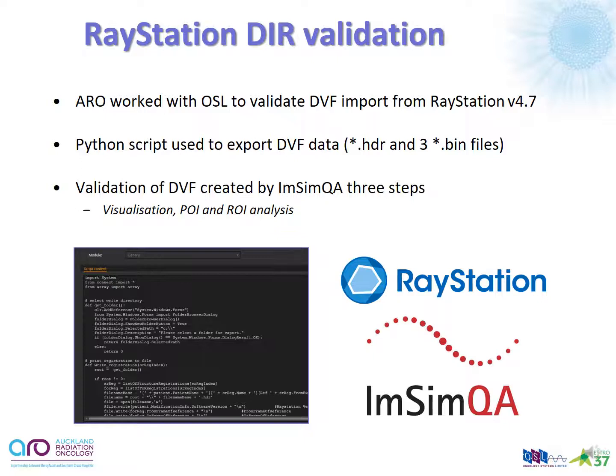Okay, in terms of validating the DIR from RayStation, in terms of its import into ImSimQA, as I said, we worked very closely with OSL to perform this work, and we performed this with RayStation version 4.7. Now, RaySearch are able to provide users with a Python script to export the deformation vector field data from the TPS into 4 files, which will include a header file and then 3 binary files covering the 3 translation directions.